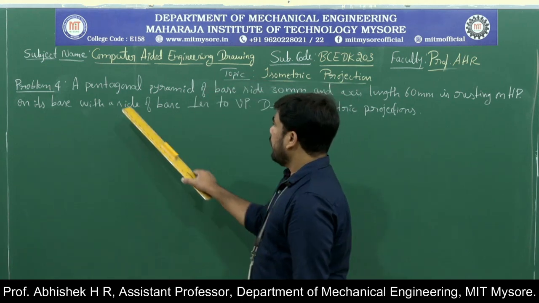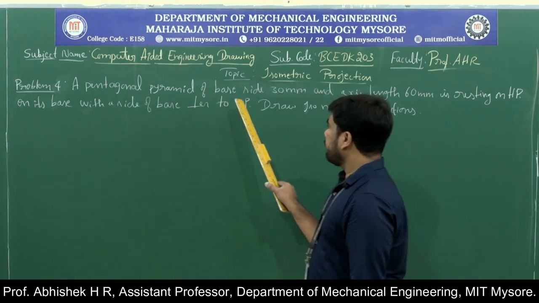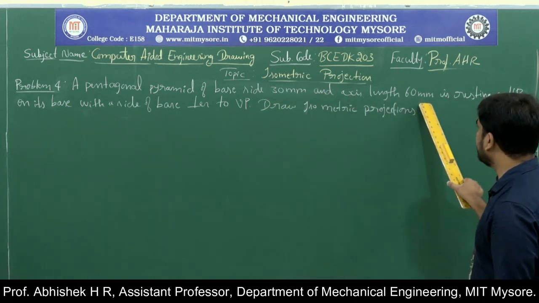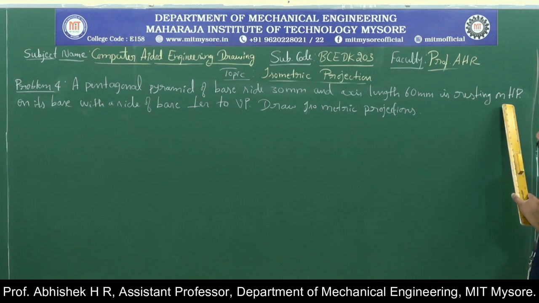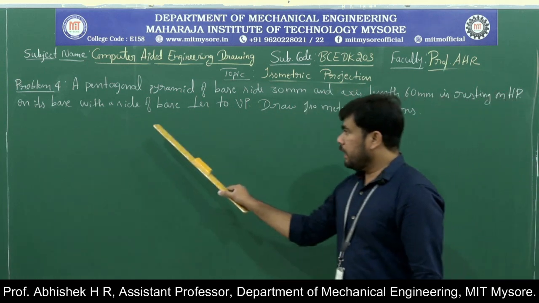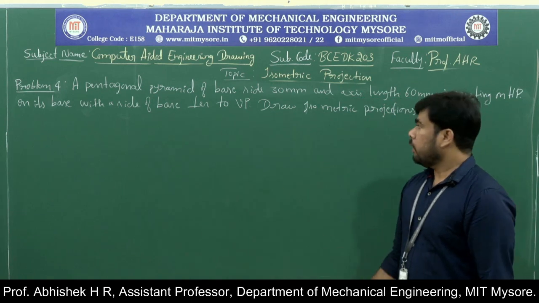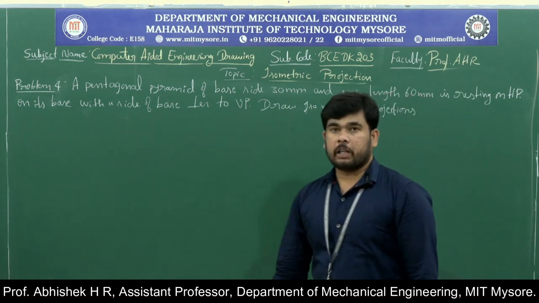Problem number 4. A pentagonal pyramid of base side 30 mm and axis length 60 mm is resting on HP on its base with the side of the base perpendicular to VP. Draw isometric projections.